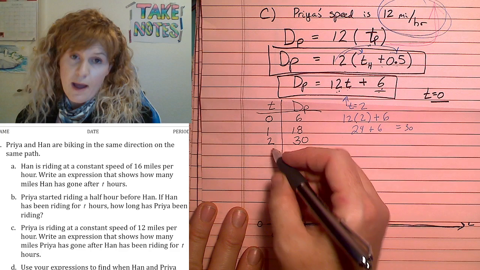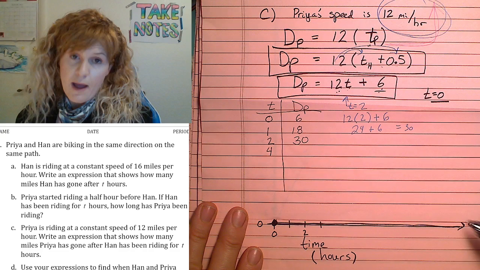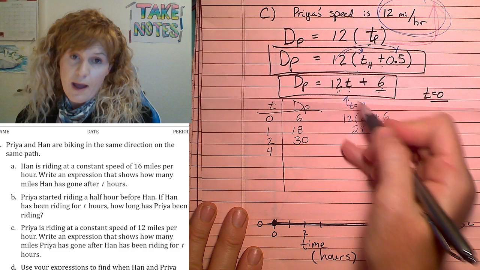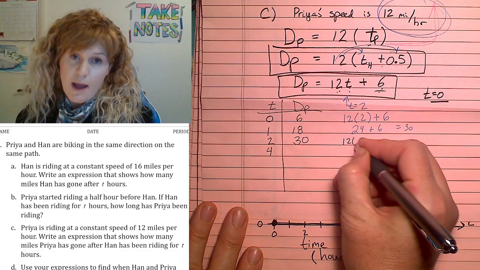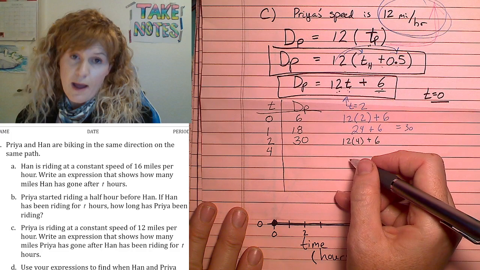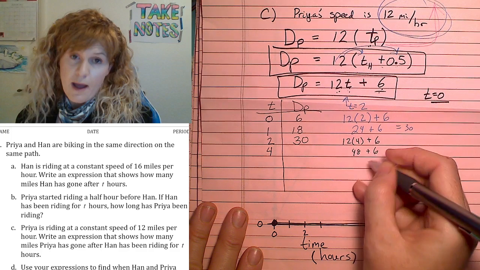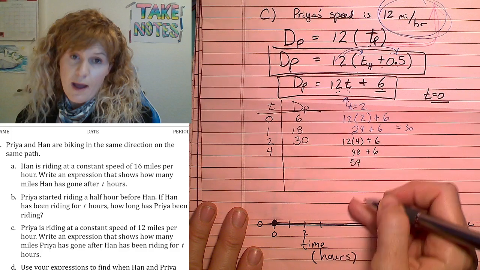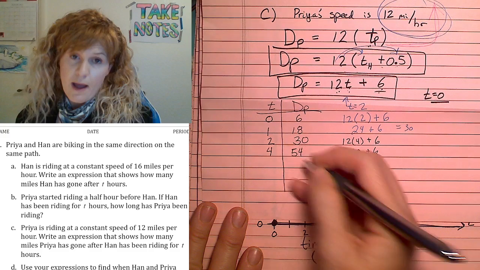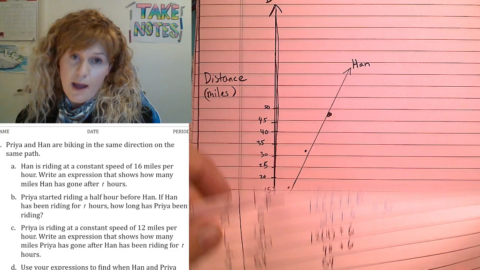Okay, how about after, I don't know, how about after 4 hours of biking? Then we're going to substitute t equals 4, and we get 12 times 4 plus 6 equals 48 plus 6, which is 54. Ooh, that's really far. Let's graph these points and then compare the distance that Priya has traveled.